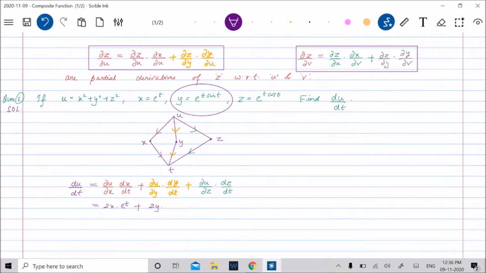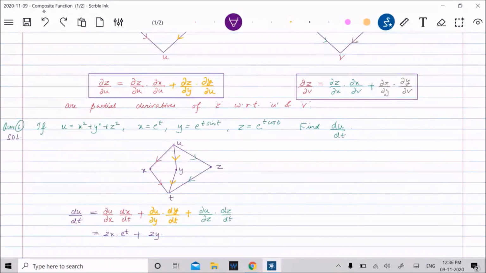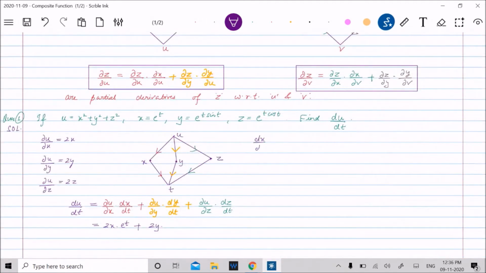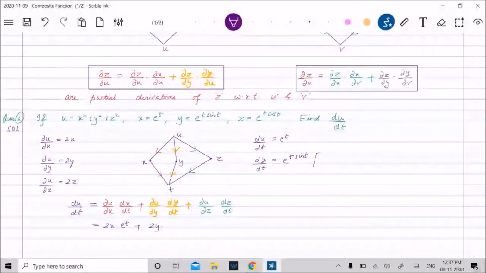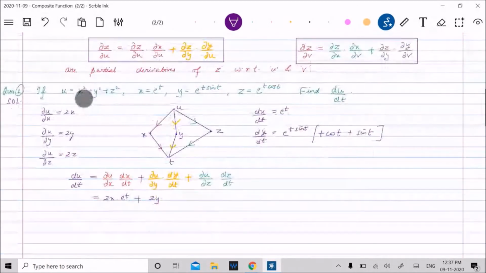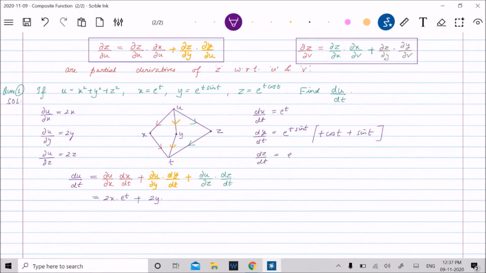Okay, that will take time. I should compute those partial derivatives. Del u by del x was 2x, del u by del y was 2y, and del u by del z is 2z. So these are the partial derivatives, and these are the direct ordinary derivatives. Dx by dt, you already found it, it is e to the power t. Dy by dt, if you differentiate this with respect to t, then e to the power t sine t will be multiplied by something, which is t cos t plus sine t, right? This is due to the product rule. Now dz by dt equals e to the power t cos t, and here you will have something like minus t sine t plus cos t.